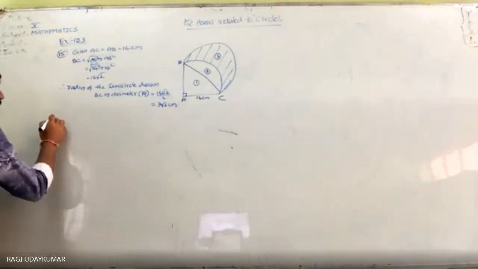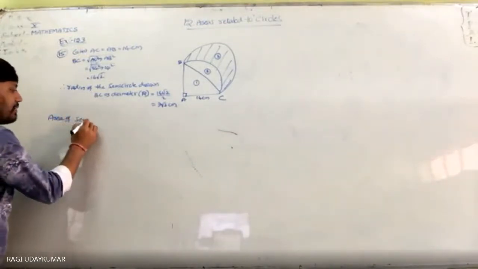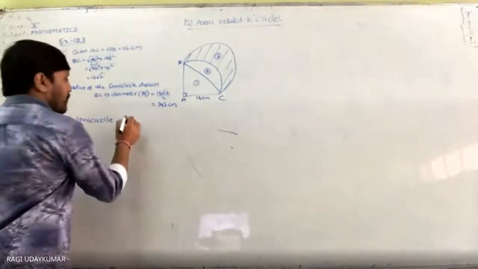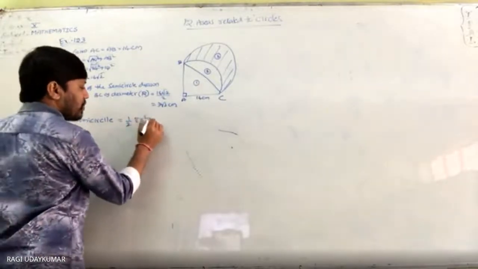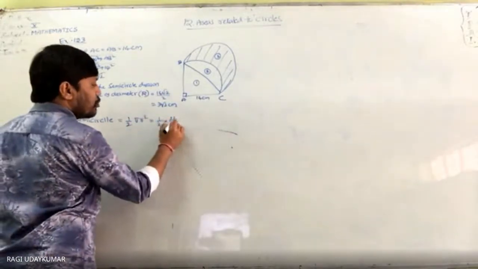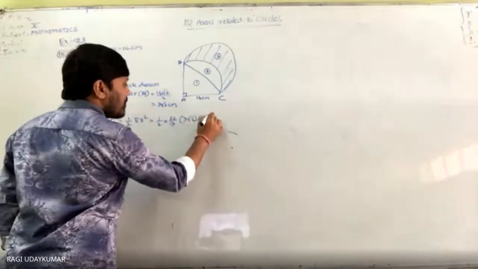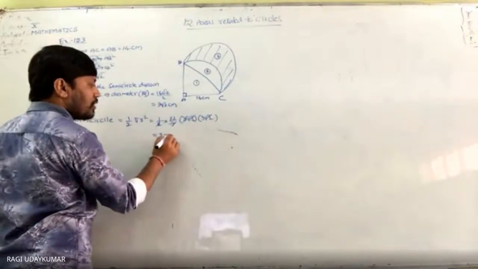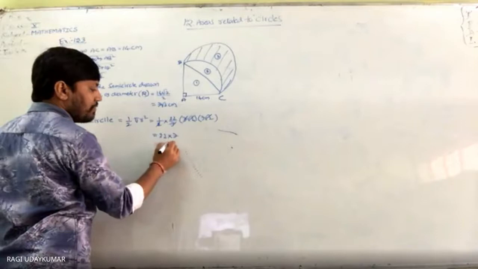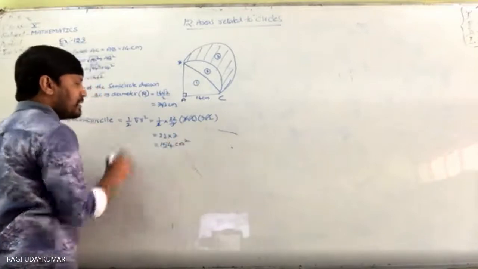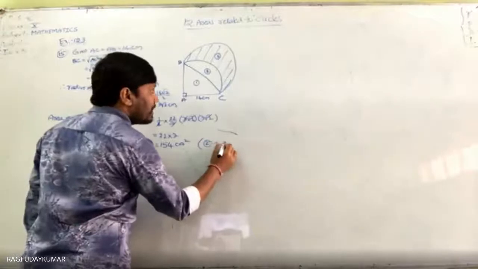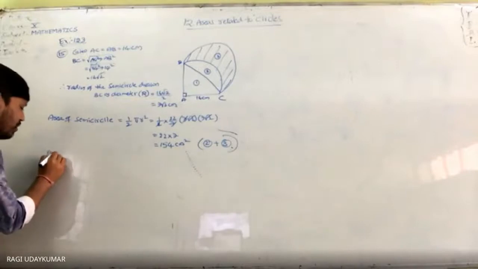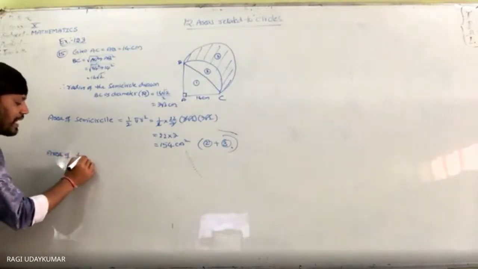Area of the semicircle is equal to half pi r square. Half into pi value 22/7, R value is 7 root 2 into 7 root 2. So root 2 squared gives 2, and 7 cancels. So we get 22 into 7, which is equal to 154 centimeters square. This is regions number 2 and number 3 together, for easy understanding. Now find the area of the triangle.